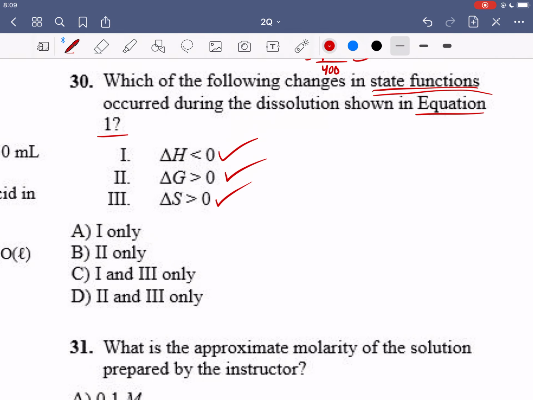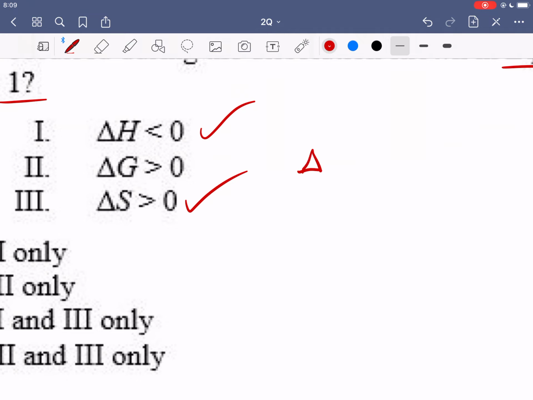Which of the following state changes occurred? Wait, let me just double check that. Oh, sorry, I misread that. It's a spontaneous reaction, which is true. So 1 and 3 were correct, but for a spontaneous reaction, delta G should be less than 0. Delta G should be negative for a spontaneous reaction. Okay, and in this case, option 2 is saying delta G is positive, implying that it's non-spontaneous, and that's incorrect. The reaction is spontaneous. So therefore only 1 and 3 are correct.